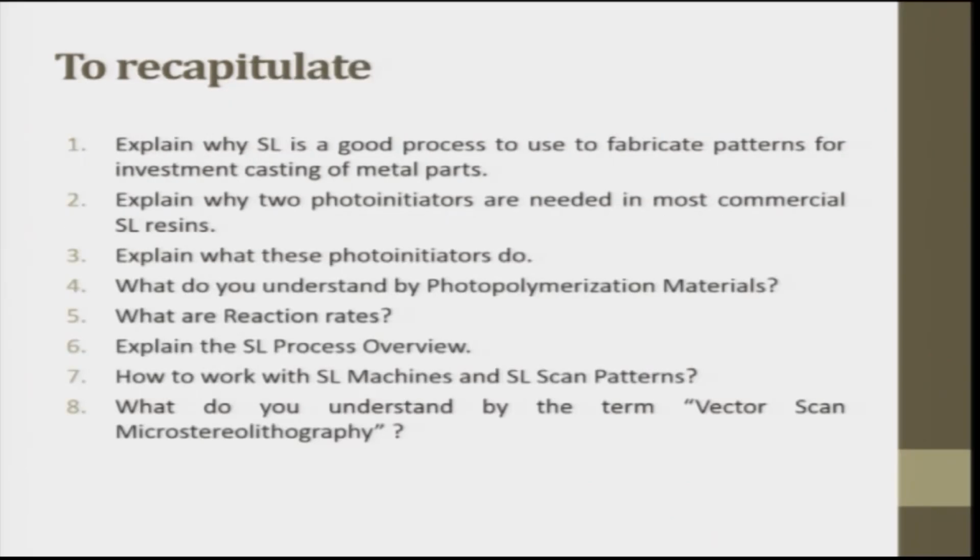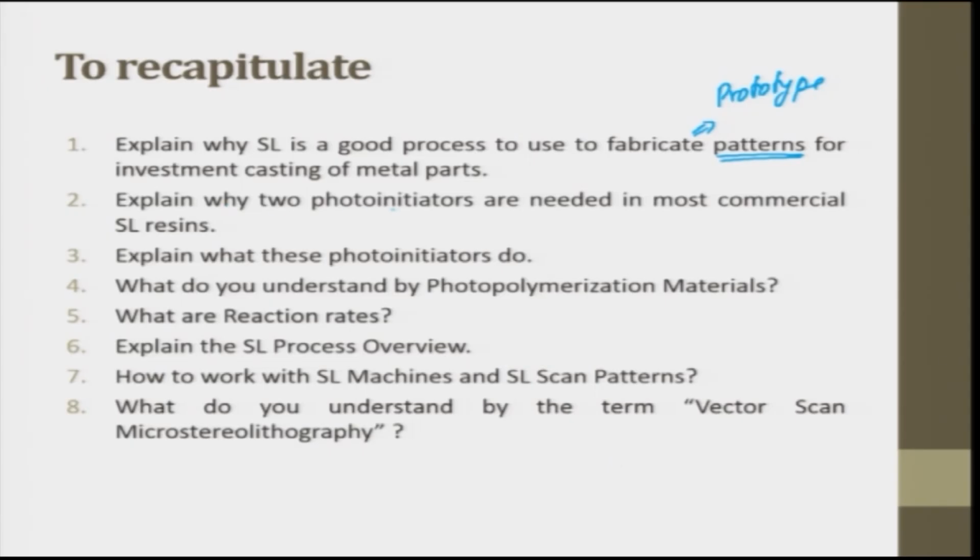So to recapitulate whatever we saw in this chapter, we explained why SLS is a good process to use to fabricate patterns for investment casting and metals. Whatever you fabricate is a prototype. This prototype can be used for making patterns, or the prototype itself can be used as a pattern, so it is called direct tooling. Or we can use this for making a mold, so it is called indirect tooling.